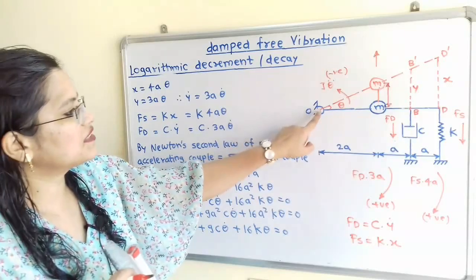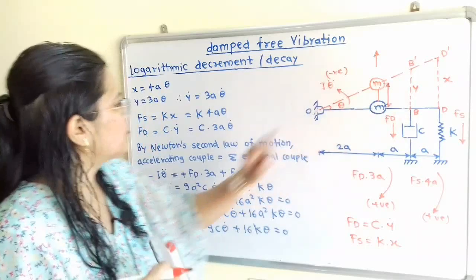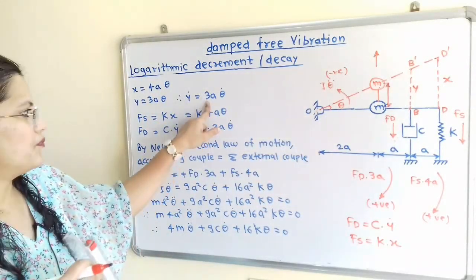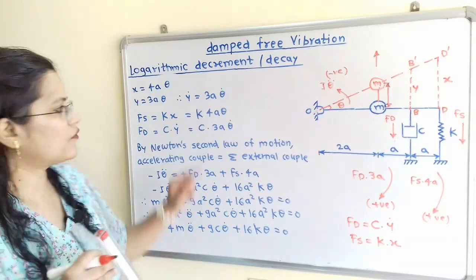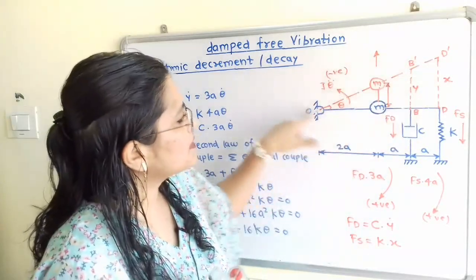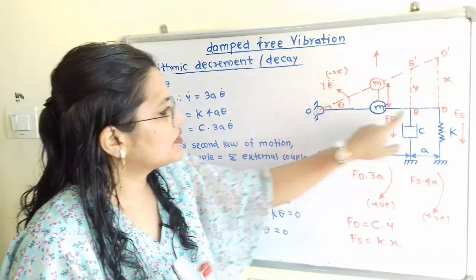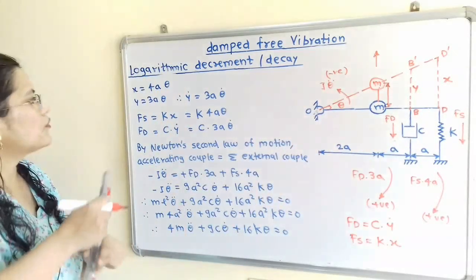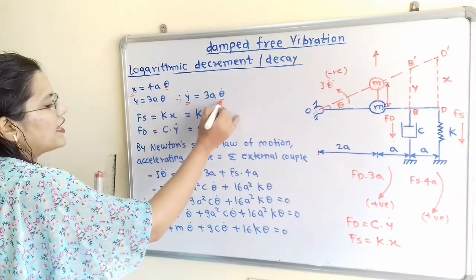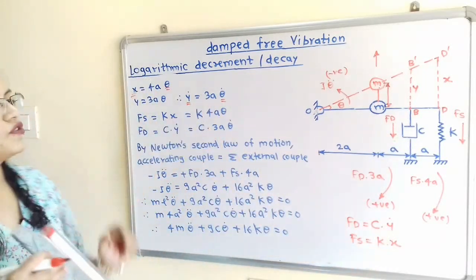Because if we observe this triangle OBB dash, then this y is equal to 3a into theta, and therefore y dot is equal to 3a into theta dot. So from this only we have to find out. And what about x? From this diagram, that is ODD dash, x is equal to 4a into theta. So we will get the relation between x and theta, and in the same way y dot and theta dot. So we can replace x and y dot in terms of theta.